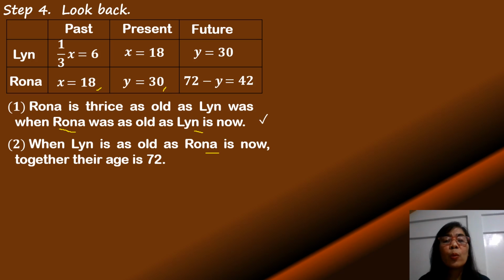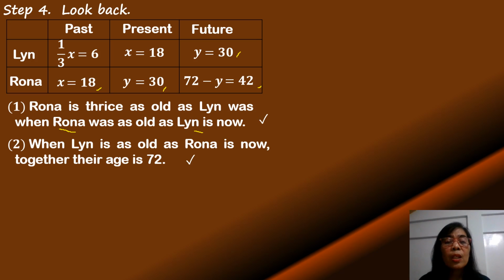The time comes when Lynn is 30 years old, Rona is 42. And it says the sum of their age must be equal to 72. So 30 plus 42 is 72. Therefore, the second condition is also satisfied.